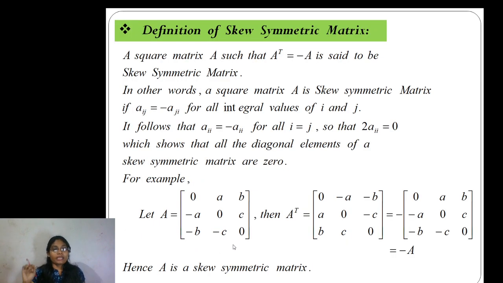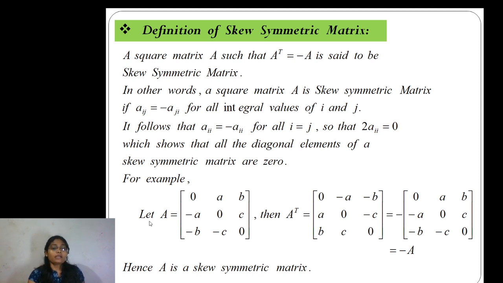Okay, next, skew symmetric matrix. What do you mean by a skew symmetric matrix? A square matrix capital A such that A transpose equals minus A is said to be a skew symmetric matrix. In other words, a square matrix capital A is skew symmetric if Aij equals minus Aji for all integral values of i and j. It follows that Aii equals minus Aii for i equals j, so that 2Aii equals 0, which shows that all the diagonal elements of a skew symmetric matrix are 0.